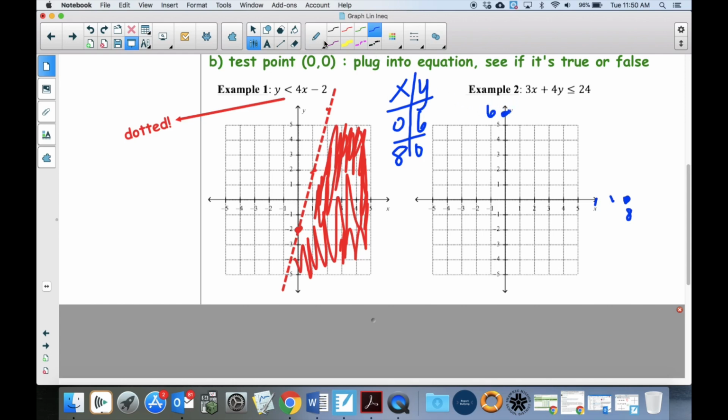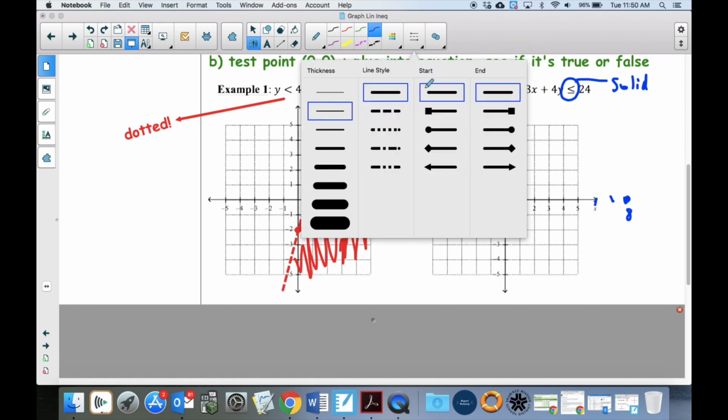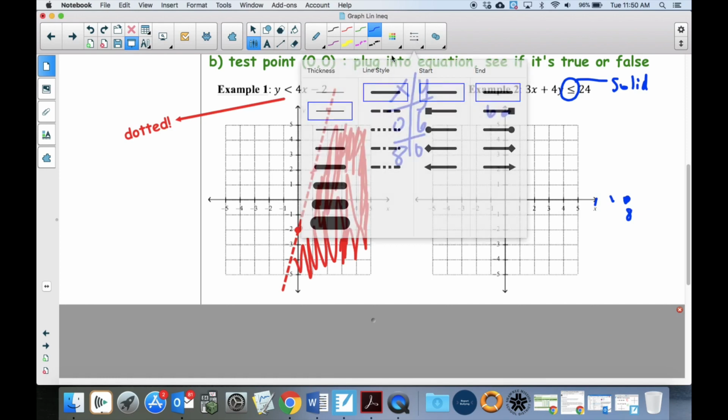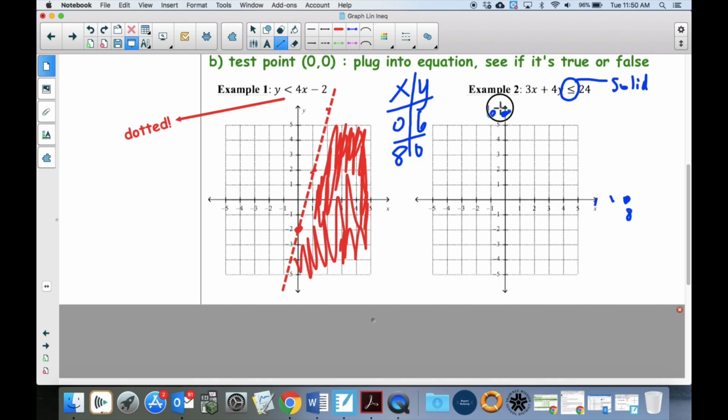And now I do want to connect those this time. If I look over here, this is going to be solid, isn't it? So I'm okay with a solid line this time. Let me get my line tool. And so I'm going to connect these with a solid line. Now we have to talk about shading. So we're going to take a look and decide which way to shade this.